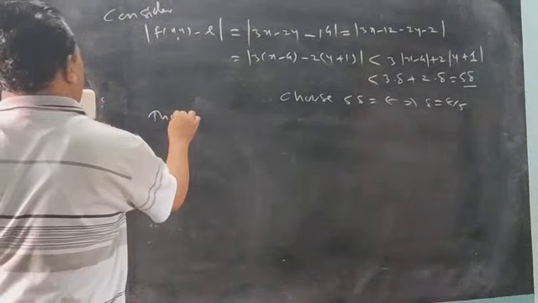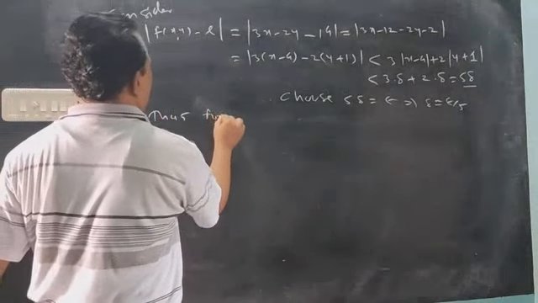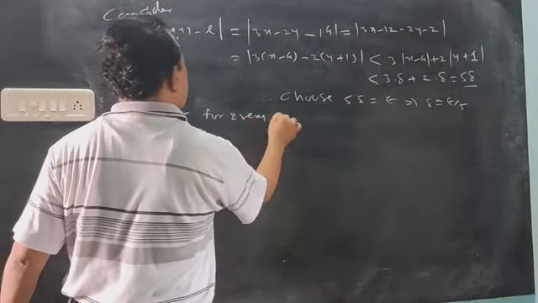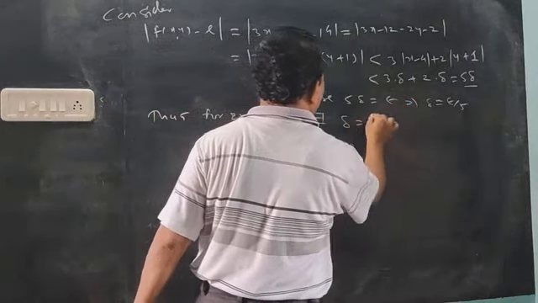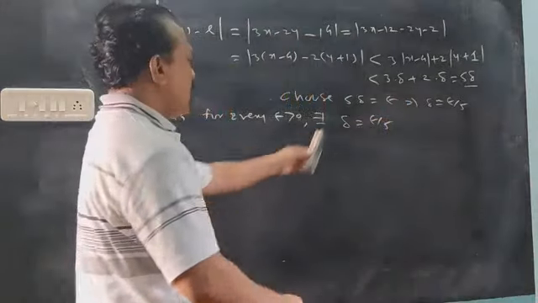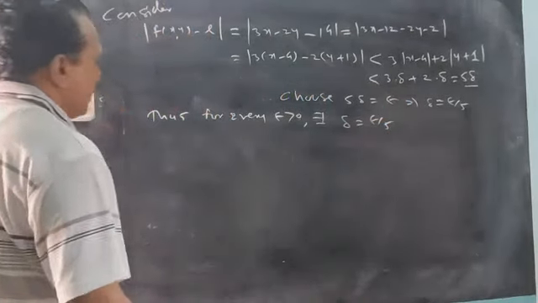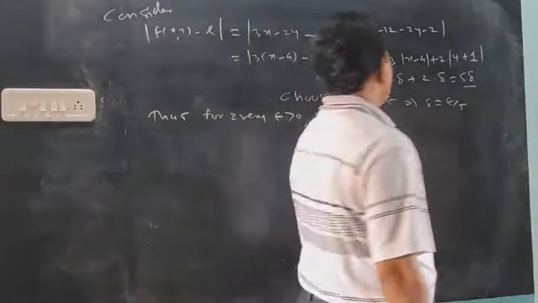So, thus, for every epsilon greater than 0, there exists a delta. What is delta now here? Delta depends on epsilon. So delta in this problem is epsilon by 5.